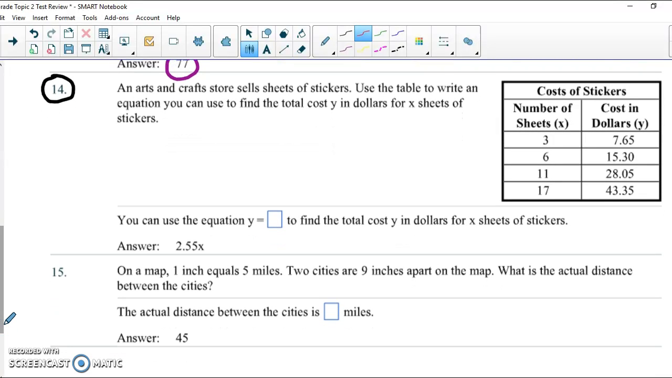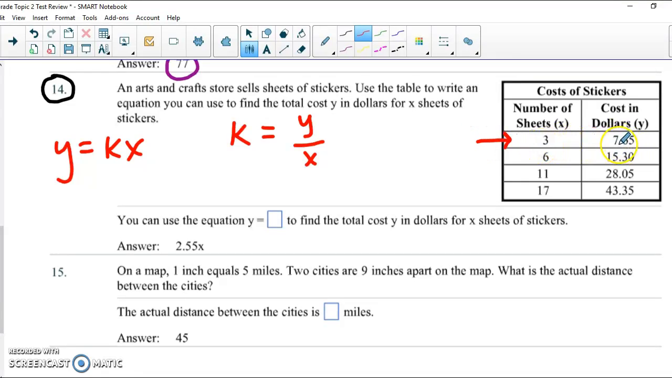On number 14, an arts and crafts store sells sheets of stickers. Use the table to write an equation you can use to find the total cost, y, in dollars for x sheets of stickers. So my equation is going to use the form y equals kx. So all I need to do is find my constant, k, in my table, which is that y to x ratio.